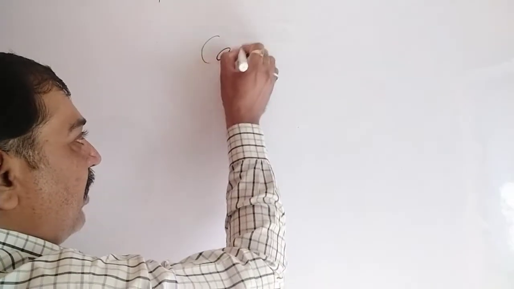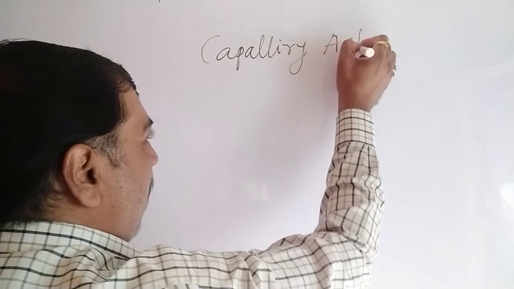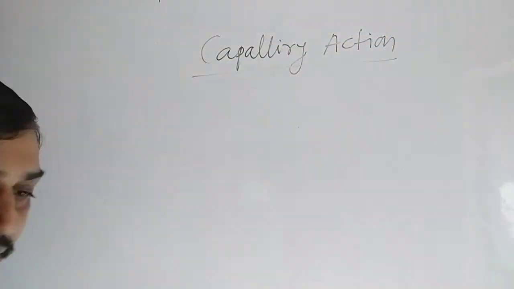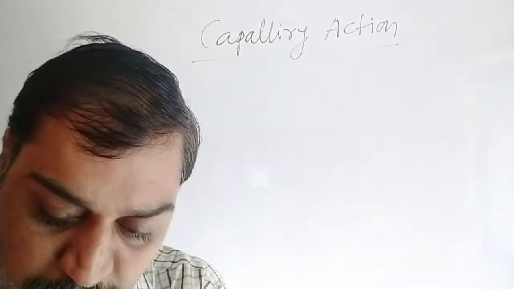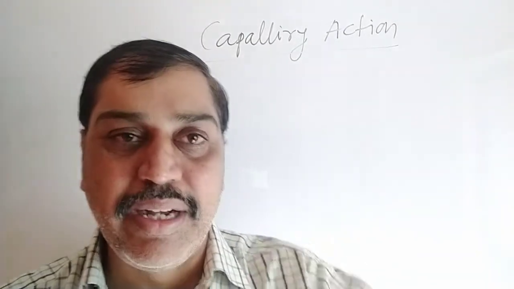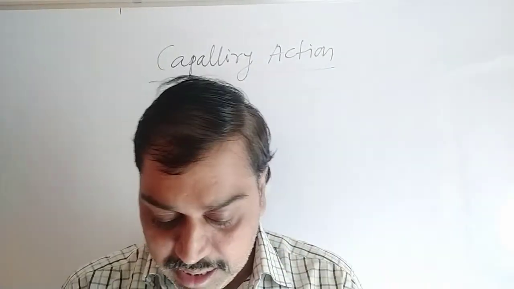So capillary action consists of one very small bore tube whose dimension is less than 1 millimeter. A tube whose dimension is approximately 1 millimeter is said to be a capillary tube, and that action we have to see. Capillary action. So what is capillary action? That part we have to learn now. In this case, the tube whose dimension is approximately 1 millimeter, very small and open at both ends, a cylindrical tube, is said to be a capillary tube.